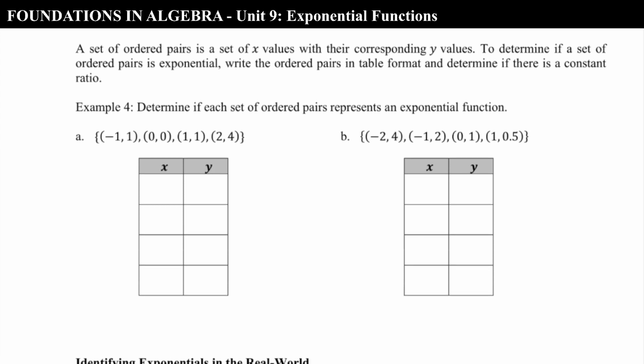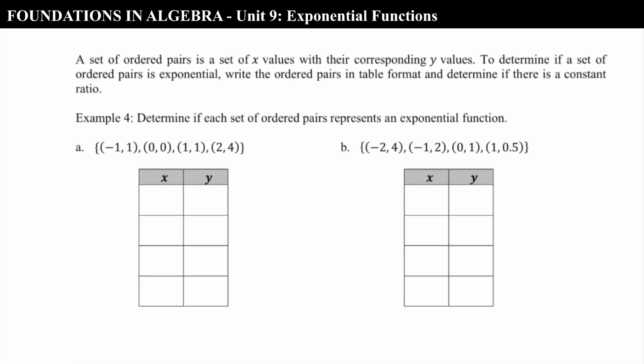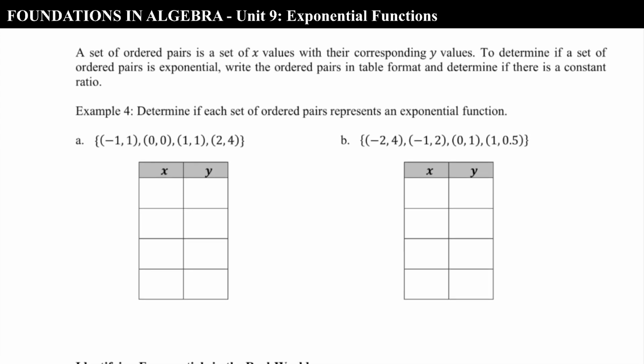A set of ordered pairs is a set of x values with their corresponding y values. So to determine if a set of ordered pairs is exponential, you can simply write the ordered pairs in table format and then do what we just did to check your constant ratio. So in example 4 here, I'm going to pop my x and y values into the table from our sets of ordered pairs. We do have a constant change in x, so let's check our ratio.